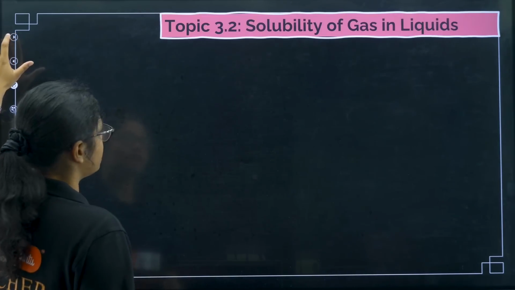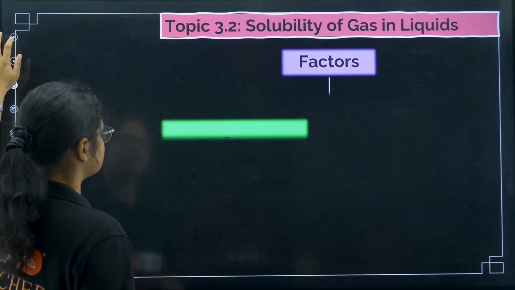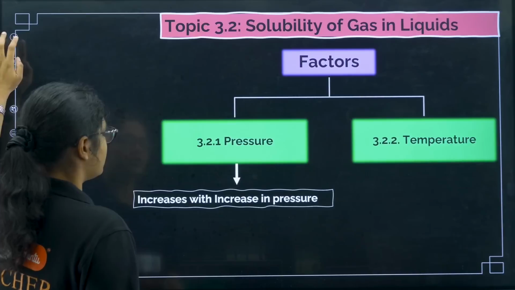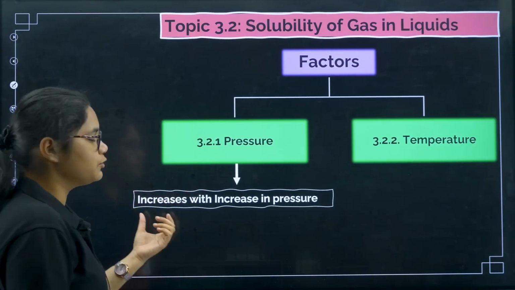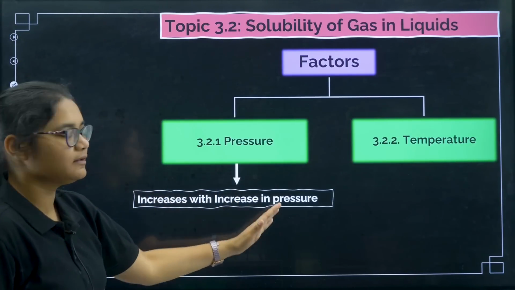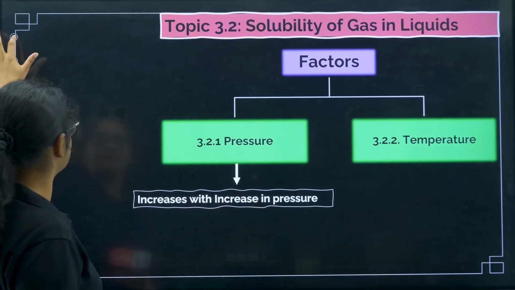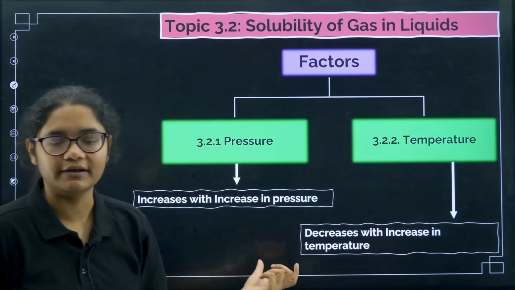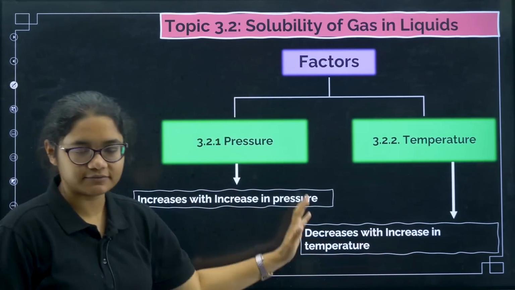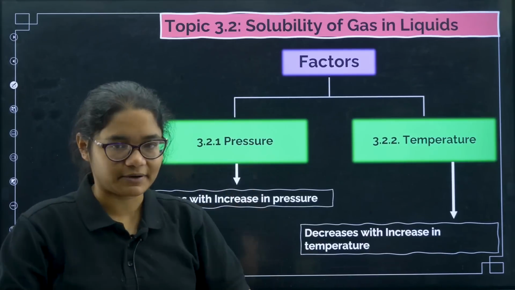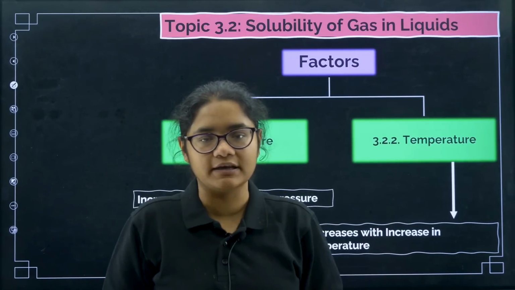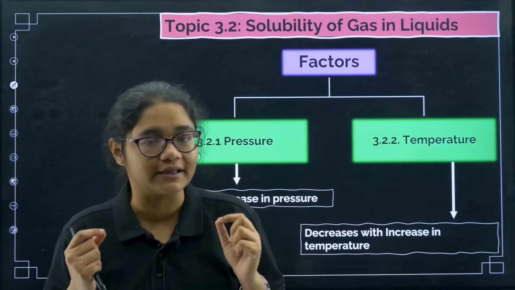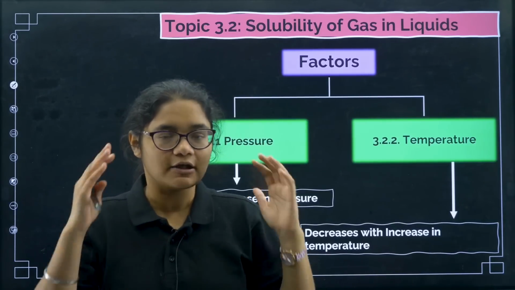Now moving to solubility of gas in a liquid. So we have 2 factors, that is pressure and temperature. In pressure, generally, if you increase the pressure, solubility will increase. And about temperature, if you increase the temperature, solubility will decrease. This is for gas, this is fixed. So when we increase the pressure, solubility of the gas in the liquid will increase, and when you increase the temperature, solubility of the gas in the liquid will decrease.